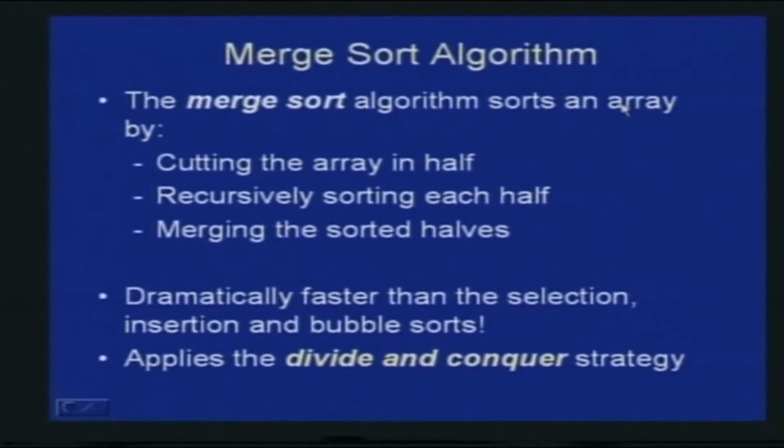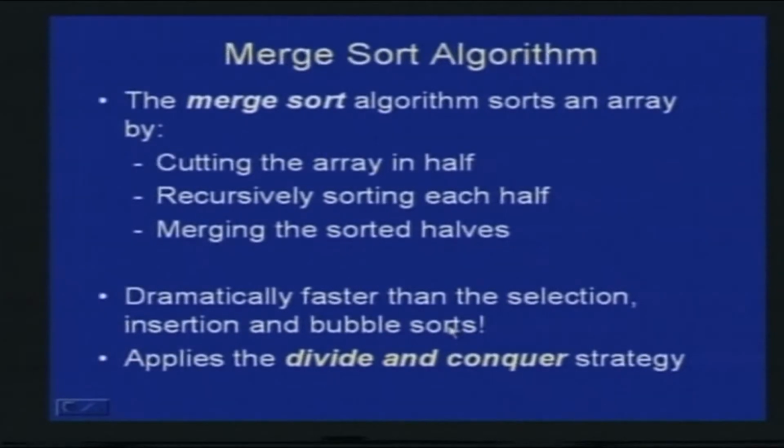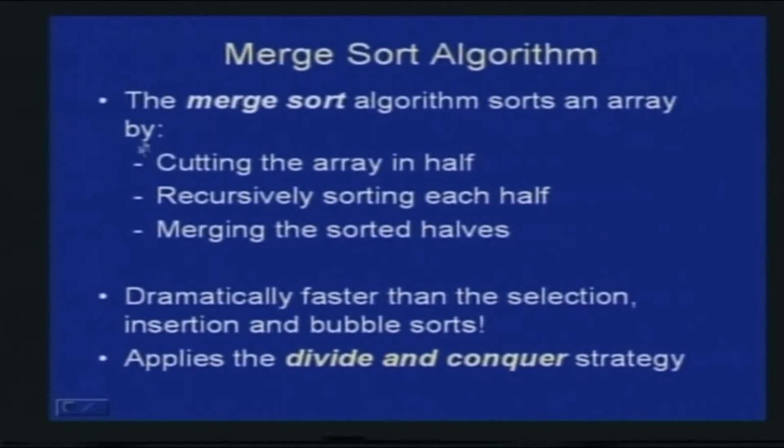In the merge sort algorithm, you cut the array into half, then you sort each of the halves and then merge the sorted halves. So this is dramatically faster than the selection, insertion and bubble sorts. Now you look there, in the first three we basically used the method of brute force. Here we are using the divide and conquer method, where we divide the problem into two sub problems. You recursively sort each half and merge the two halves, and this is the divide and conquer strategy.